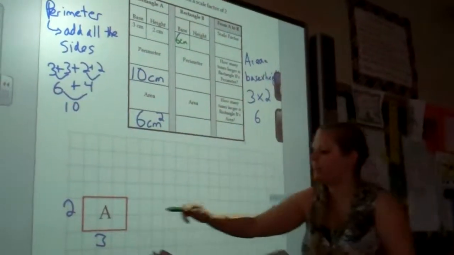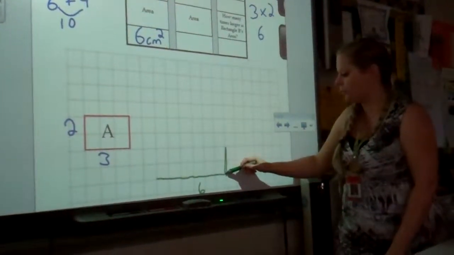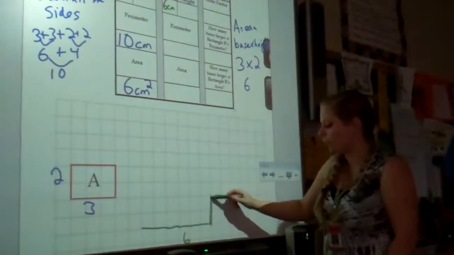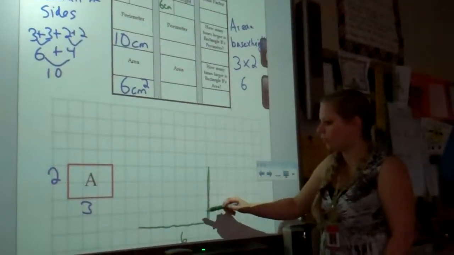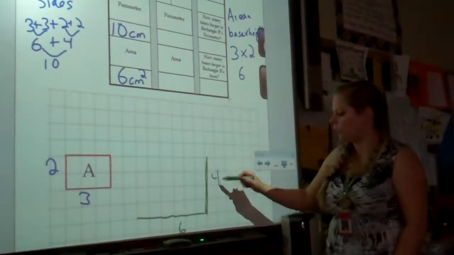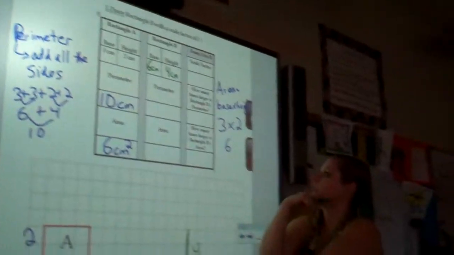Now I need my height. And I know my height is 2. So that would be my original. But I know that my height has to be 2 times bigger. So I need 1, 2 of my original. And 2 times 2 is 4, so is this 4? 1, 2, 3, 4. This is 4. That makes sense here. 4 centimeters.